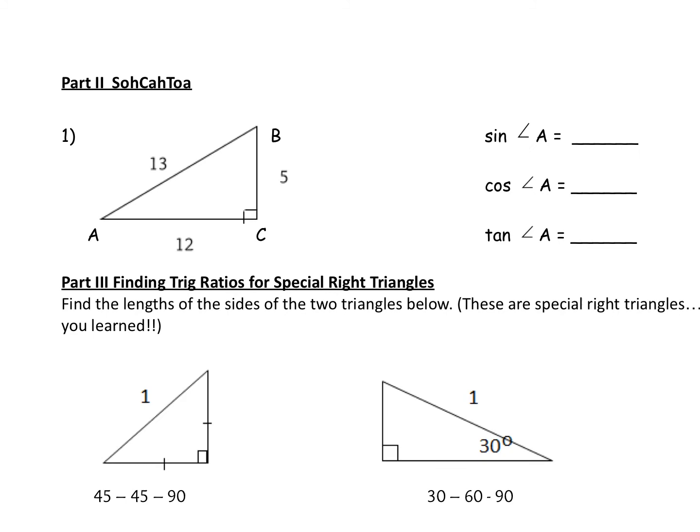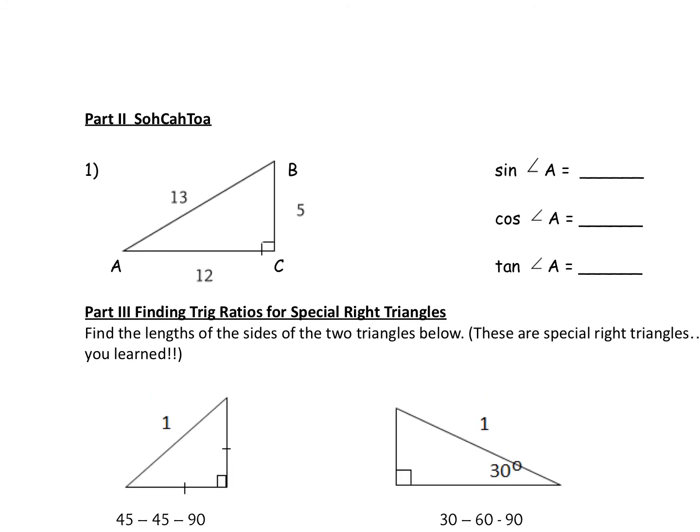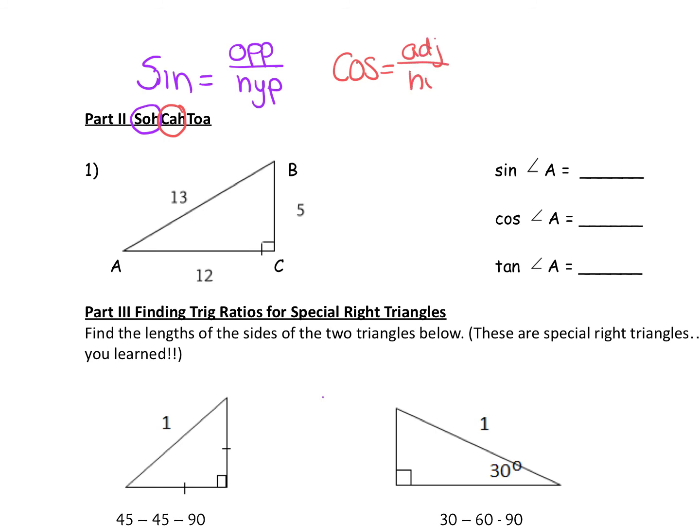The last thing we're going to review today is SohCahToa, which is something we talked about in geometry. Sine is Soh. When we talk about sine, we're talking about opposite over hypotenuse. Cosine is adjacent over hypotenuse. When we talk about Toa, we're talking about tangent, which is opposite over adjacent.